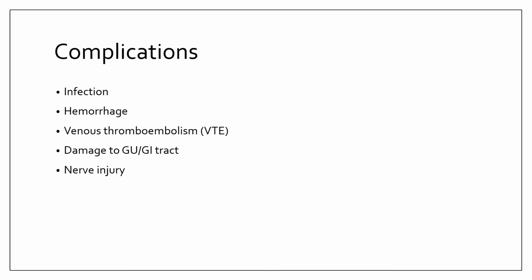Things you want to watch for in an abdominal hysterectomy would be infection, hemorrhage, any sort of blood clots, pulmonary embolism, any damage to the GU-GI tract. They are in there working very close to the colon, very close to the bladder, and nerve injuries.